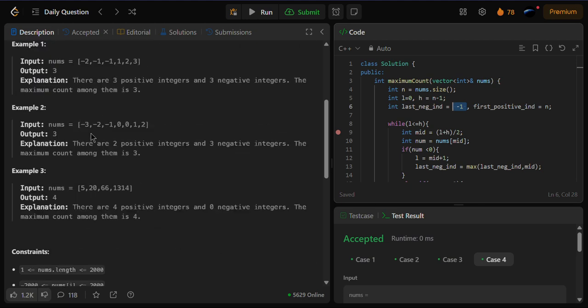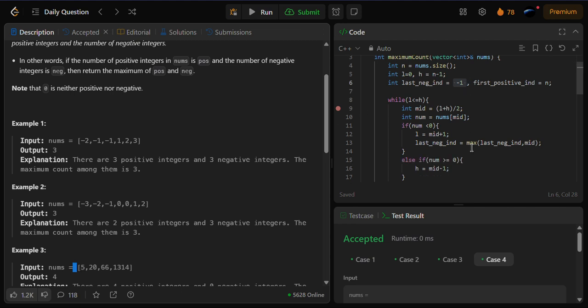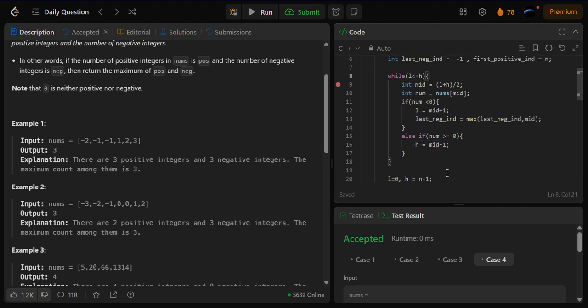For example, in an array with no negative number, my last negative index would be nowhere, so it will be minus one. So it is the maximum of minus one and my current index, pointing to the index of the last negative number. And if the number is greater than 0, then there is a possibility that I have a negative number to the left of this index, so my h will become mid minus 1. This is how we will find the position of my last negative index.